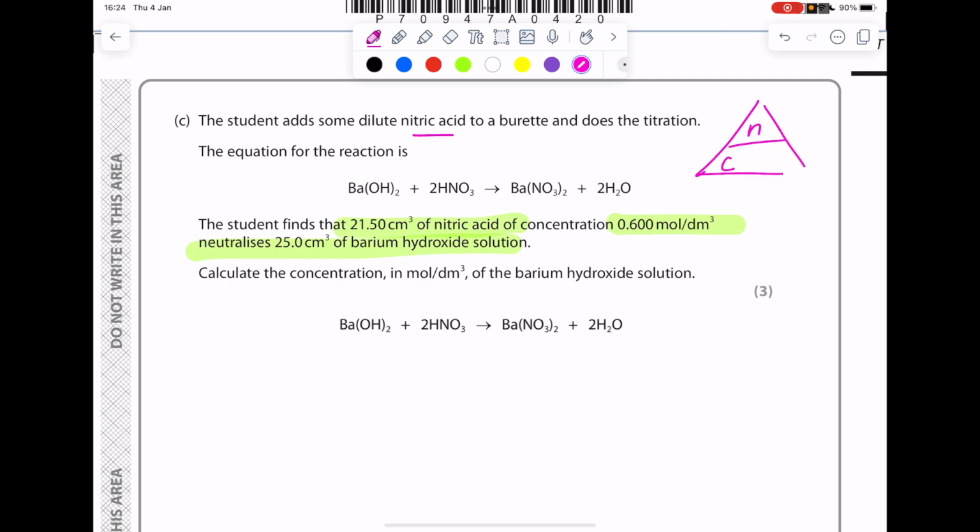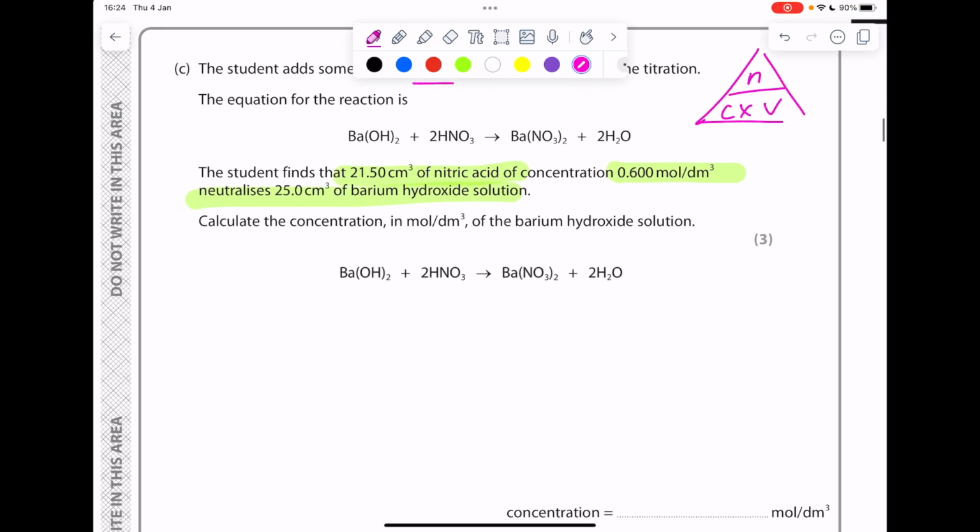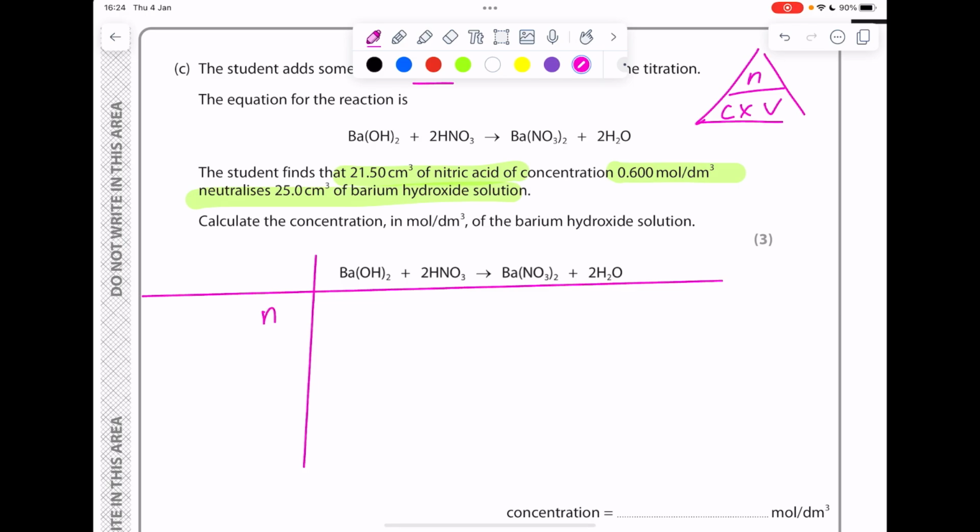Here's our formula triangle, which states that number of moles is concentration times volume. We're going to use a table listing that formula triangle down the side. Put an X next to what we're after, so it's the concentration of barium hydroxide. And then insert all the numbers that you've been given in the question. So we know that we have 21.5 centimetres cubed of nitric acid. Remember, we need that in decimetres cubed, so in order to do that, we divide that number by 1,000. We know that the concentration is 0.6, and our volume of barium hydroxide is 25. Again, get that into decimetres cubed.